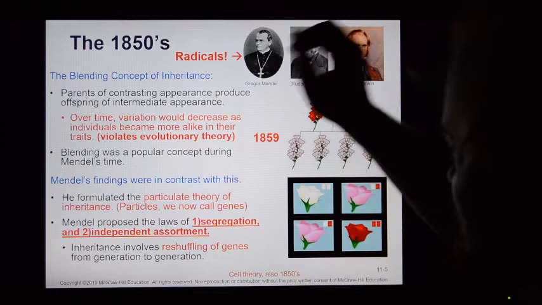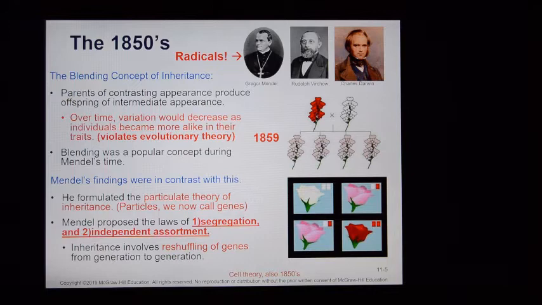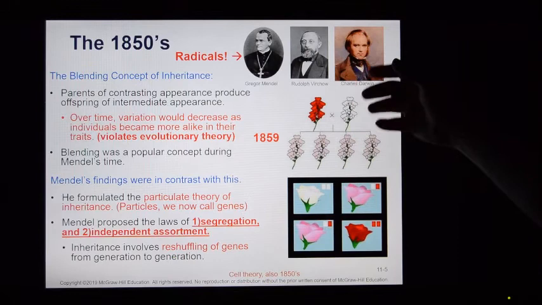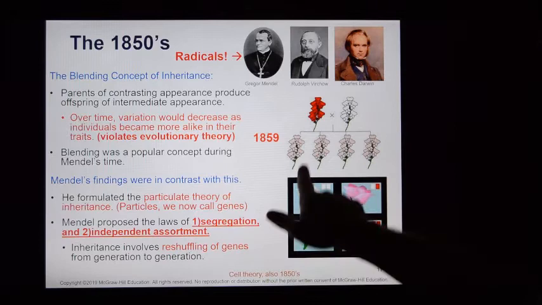Even very simplistic things, like one of Mendel's very early experiments was taking pink-flowered pea plants and breeding them to one another, and their offspring, some were white, and some were pink, and some were red. These are not blends of these. There was something else clearly happening.